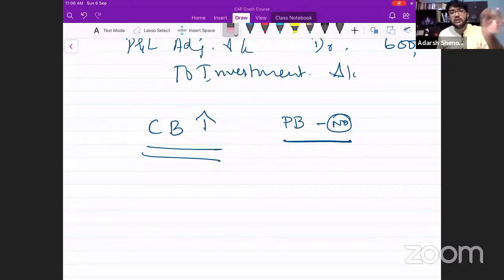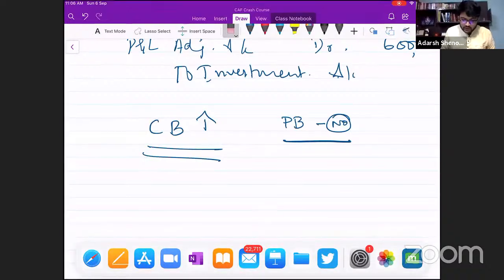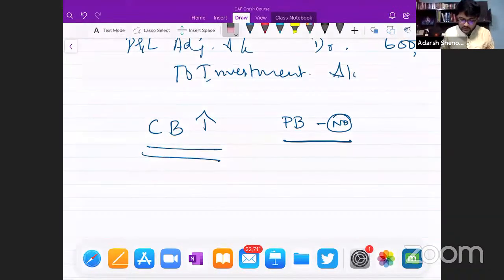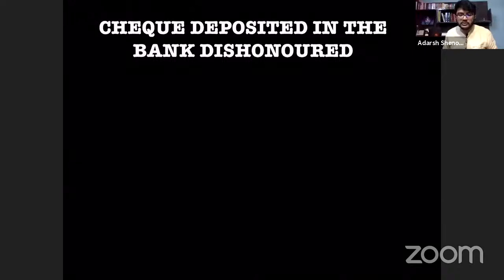Deposited but not cleared permanently. It's not going to be cleared anytime because it has been dishonored. So this will never reflect in your passbook. All right. So I hope you understood this concept of check deposited in the bank, dishonored.